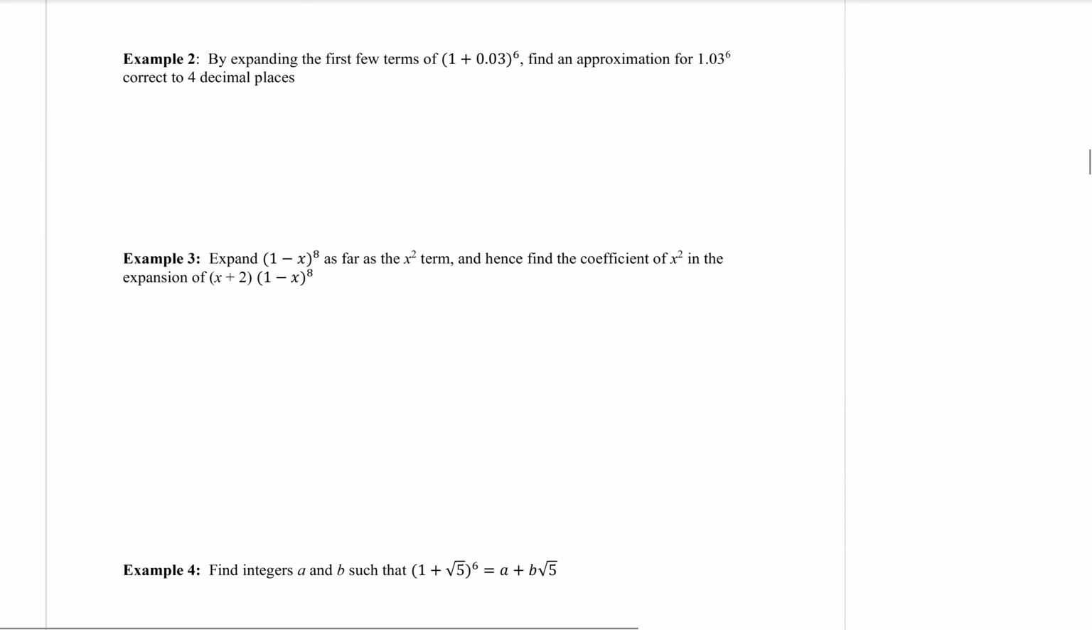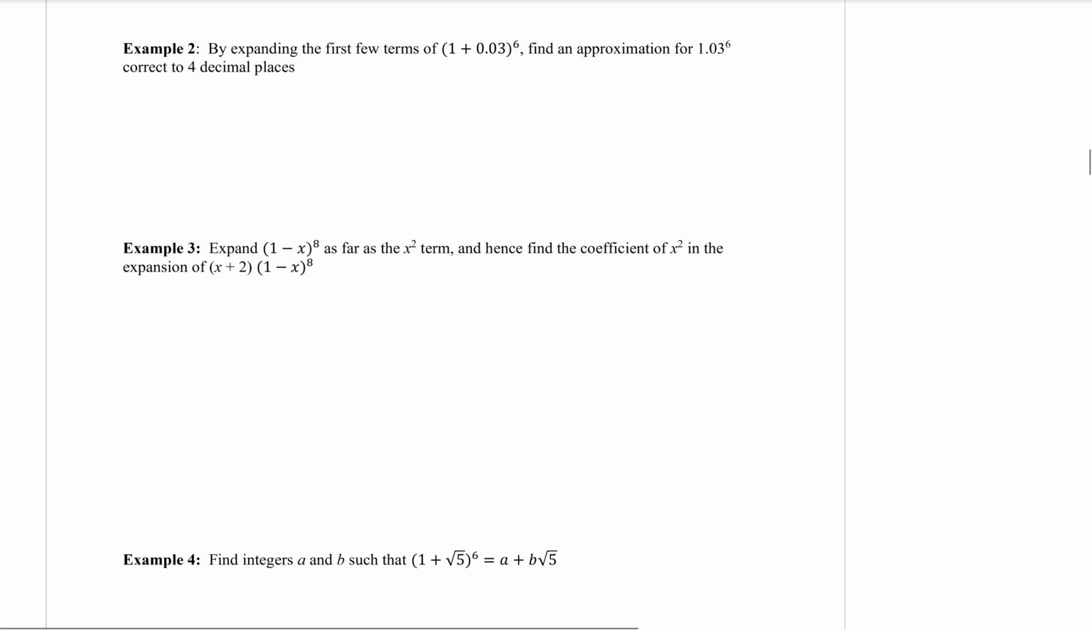Okay, these ones are a little bit different. So question 2, it says by expanding the first few terms of 1 plus 0.03 to the power of 6, find an approximation for 1.03 to the power of 6. And we want that approximation to 4 decimal places. So this is the kind of thing that you'd normally just want to type into your calculator, but unfortunately we want to show that we can use binomial theorem to expand that out.